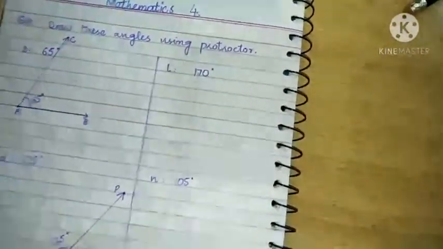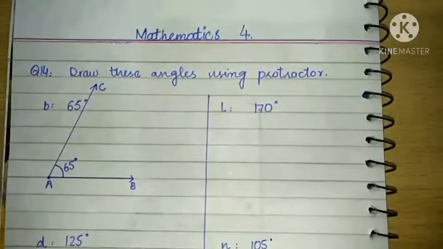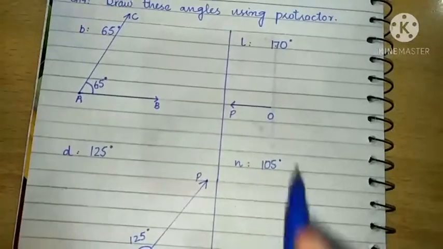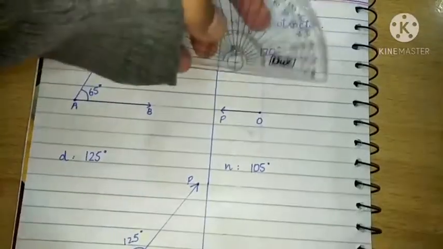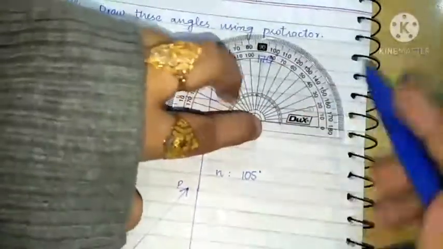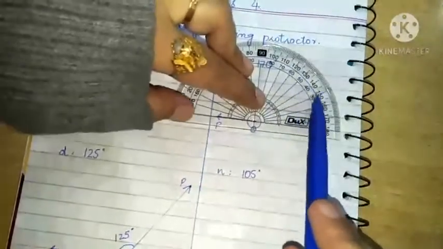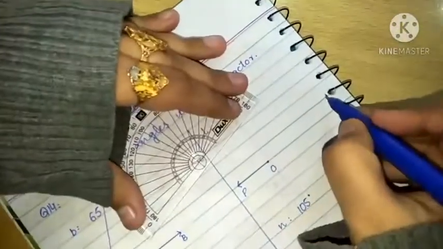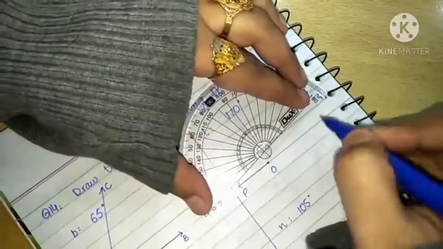Moving on to the next part, 170 degree. First of all, we will make the measurements. We will draw the line or ray with our own measurements. I have given the name O and P to this ray. Now this is the central point and this is the baseline. Now I am going to place my protractor on center point O. We have to draw an angle of 170 degree. Starting from there, 0 to 170, I will find it here. I will give this point the name Q. Join Q with O.